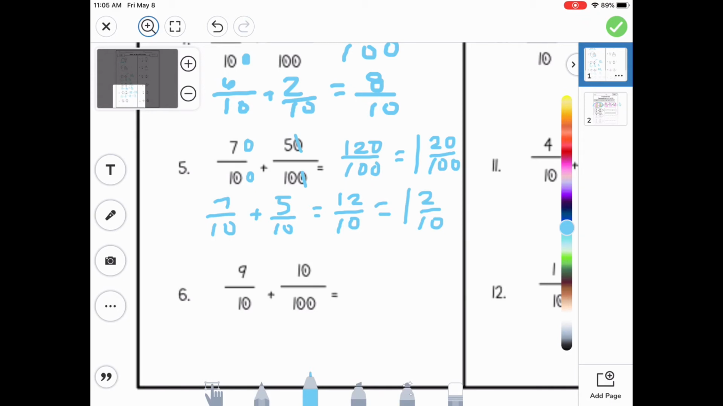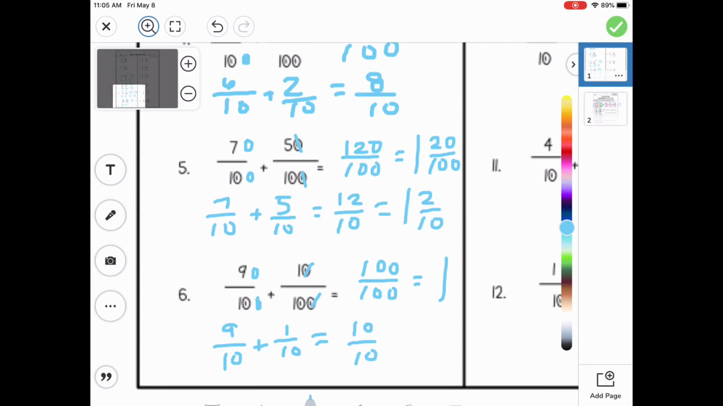Question number 6, same thing. I could have turned 9/10ths into 90/100ths, and I would have gotten an answer of 100/100, which is the same as 1 whole. Or I could have kept 9/10ths the same, and I could have turned 10/100ths into 1/10th, which would have given me 10/10, which also equals 1 whole.